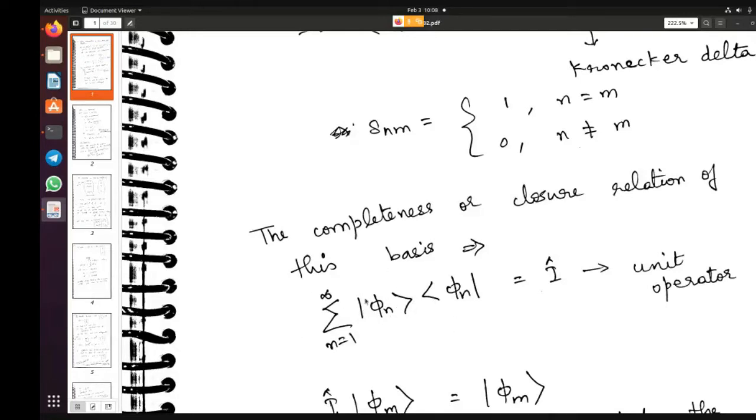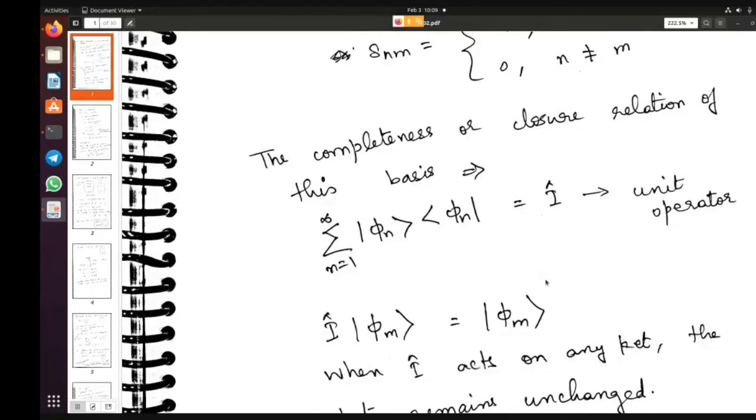So summation of this should give you I. Okay. So if this is giving you I, then that is the unit operator, the identity operator, you can say. If it is giving you I, then we say that this basis set is complete, meaning all the phi n's, when you add up together for all the possible n's, you should get I, meaning the identity matrix, where all the diagonal elements are 1 and the off diagonal elements are 0.